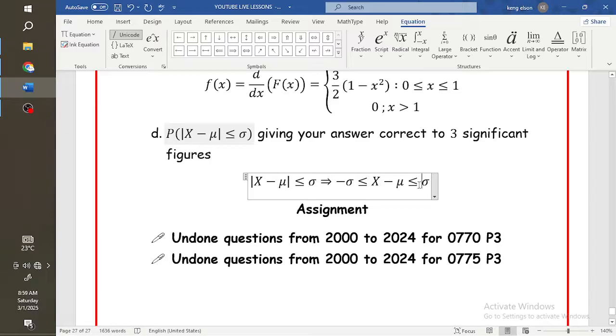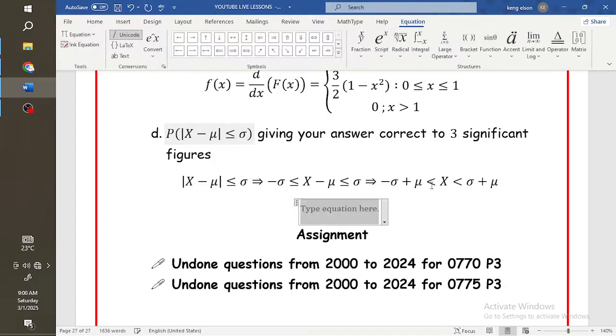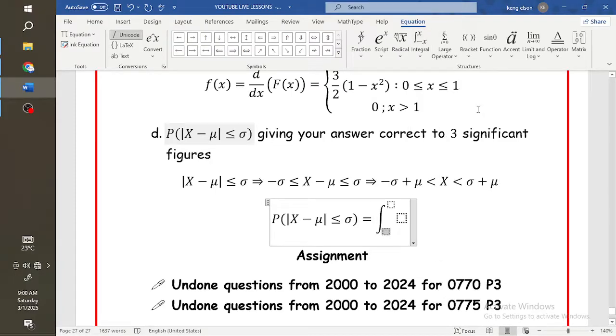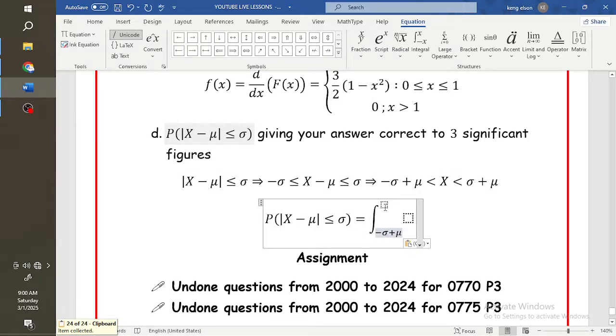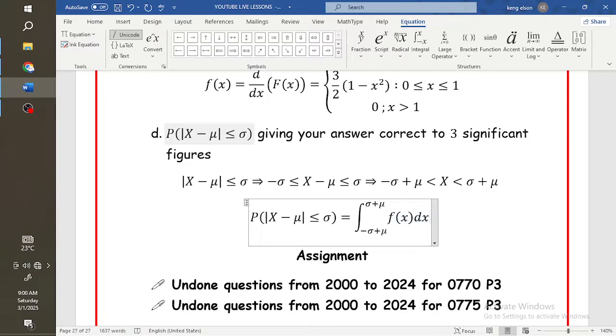So for me to get x, I'll need to add mu on both sides. Mu is the mean, so I'm going to have mu minus sigma less than x less than mu plus sigma. So the probability they are asking us to find is just equal to the integral, because it's a continuous random variable. The integral from the lower bound to the upper bound of f of x dx, and it gives you the answer. Normally when you have the values, you just fit them in there and simplify.